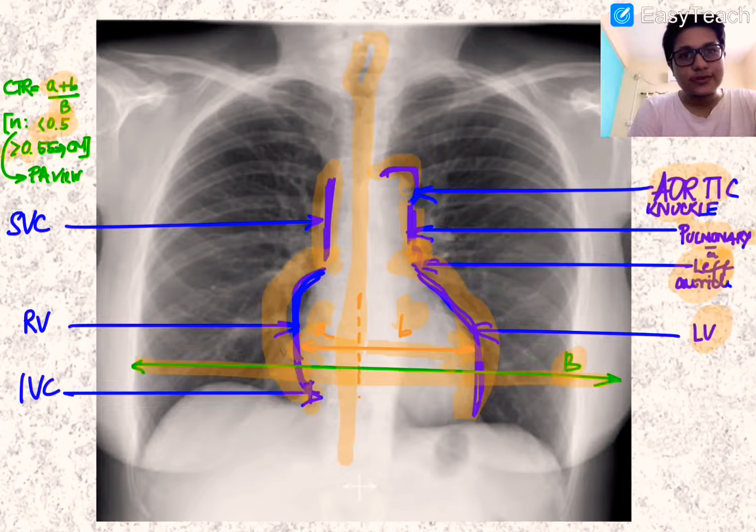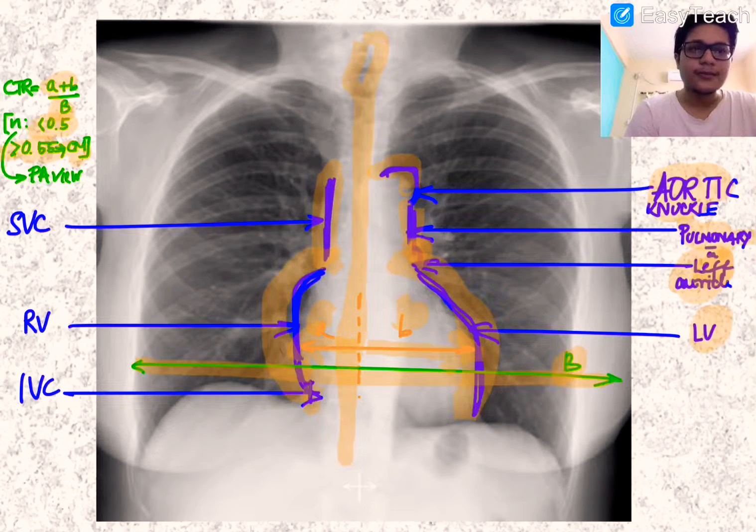However, if this is more than 0.55 on a chest X-ray PA view, then it's a confirmed case of cardiomegaly. However, if the chest X-ray was taken in AP view, then the cardiothoracic ratio has to be more than 0.6 for it to be diagnosed as a case of cardiomegaly, because in AP view the heart looks a bit enlarged.